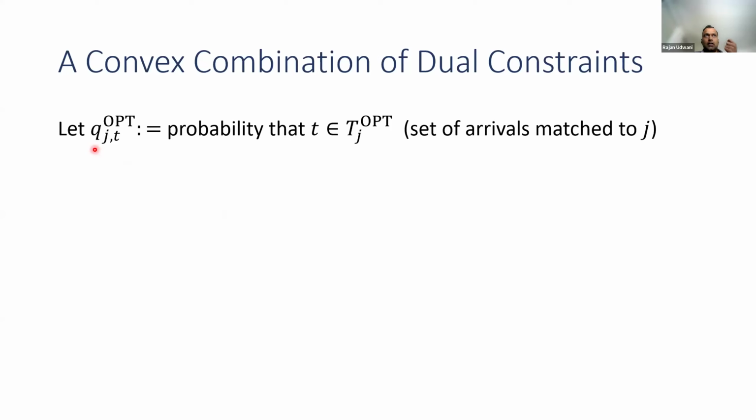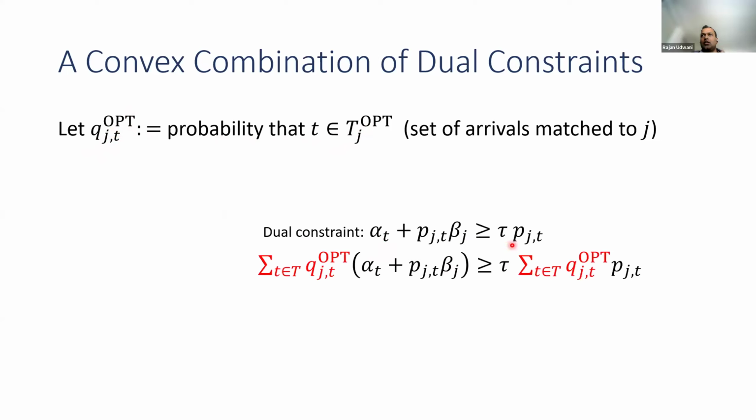I need one little piece of notation to add on to what we have so far. Let's denote the probability that a particular arrival T is matched to J in opt using Q opt JT. So that's the probability that J and T are matched together in opt. All right, so this is my classic dual constraint for some edge JT. And I claim that the covering constraint in the LP-free certificate is just a convex combination of these constraints where the weight in the convex combination is precisely this probability that the edge JT is included in the optimal solution.